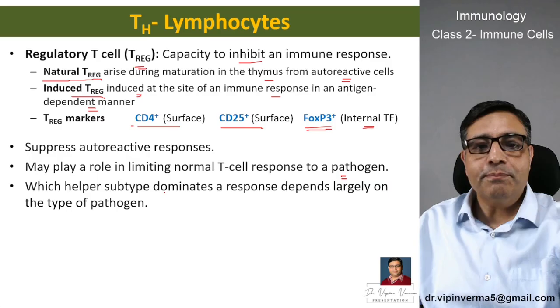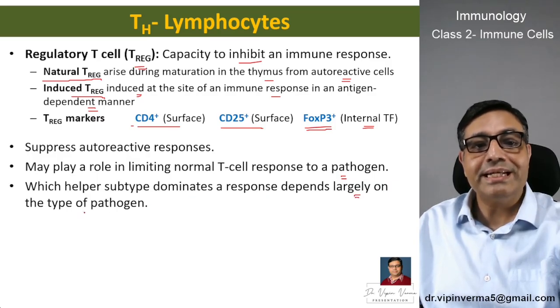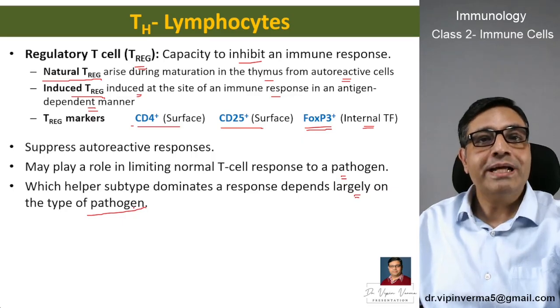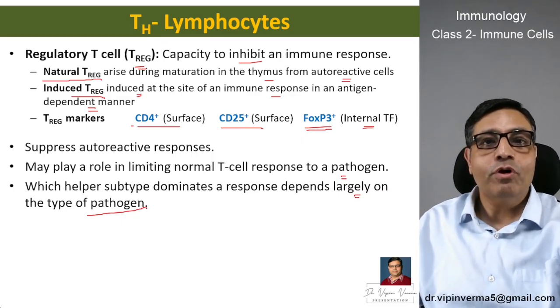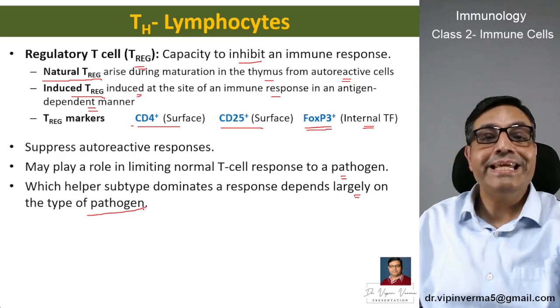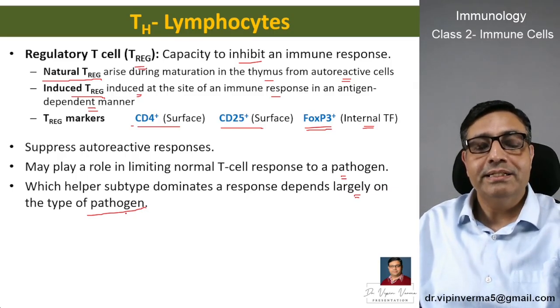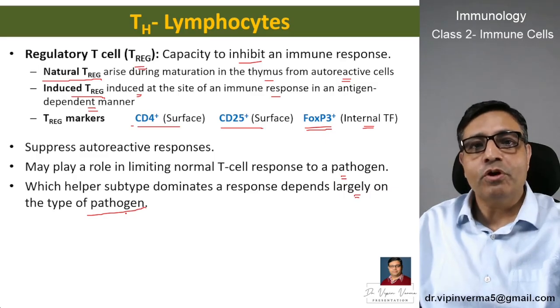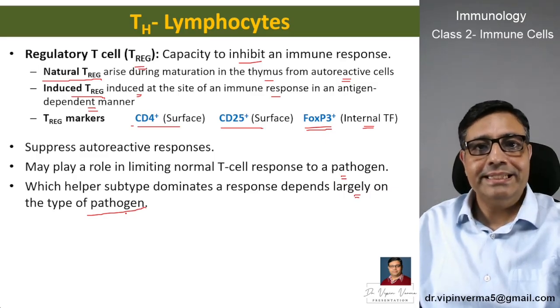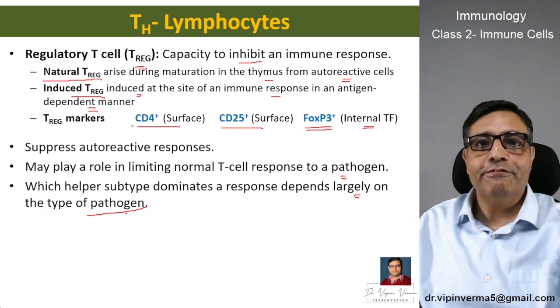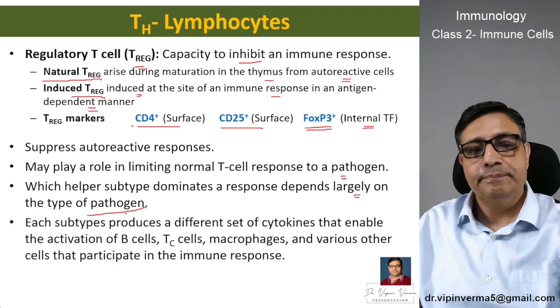So which helper subtype dominates a response? It depends largely on the type of pathogen, what kind of pathogen it is, and what kind of T helper subtype will come. If it is an extracellular pathogen, then we have two sets. If they are intracellular pathogens, then we have two sets. If we have fungi, then we have the set. So depending on what kind of pathogen is there, the T helper cells form the effector cells.